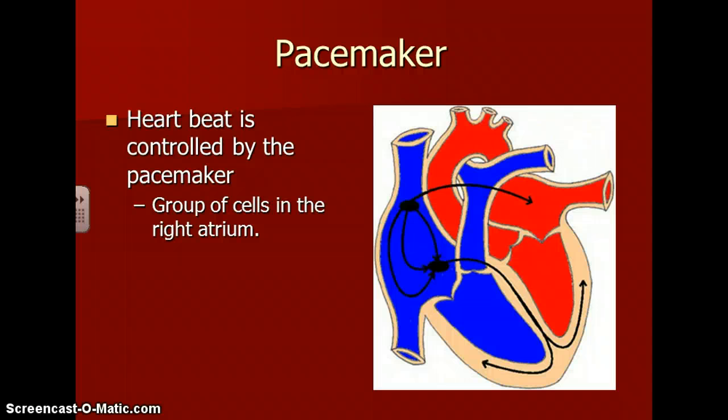The heartbeat is controlled by the pacemaker, and the pacemaker is just a group of cells that is found in the right atrium, and they're going to have some electrical chemical impulses that are going to make sure that the heart keeps beating. So we'll talk about the pacemaker that you're born with, and in class we'll also talk about artificial pacemakers that sometimes people have to use later.